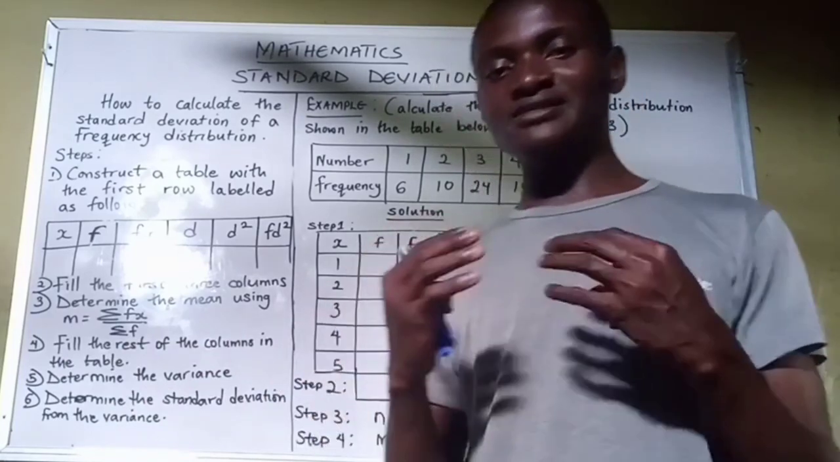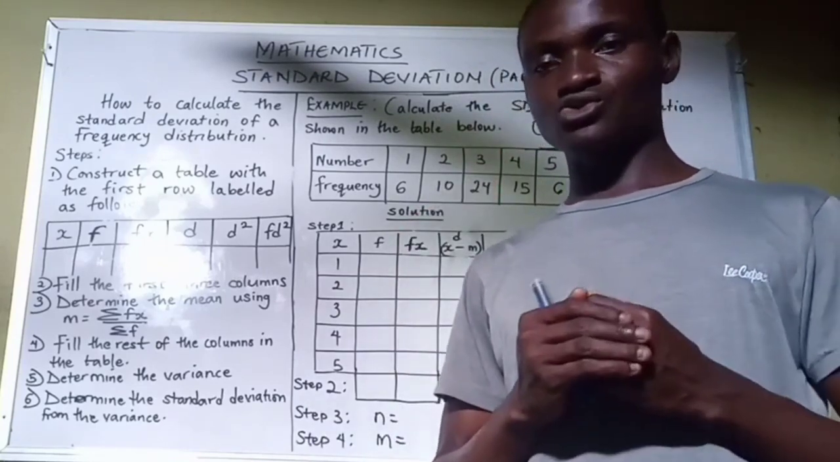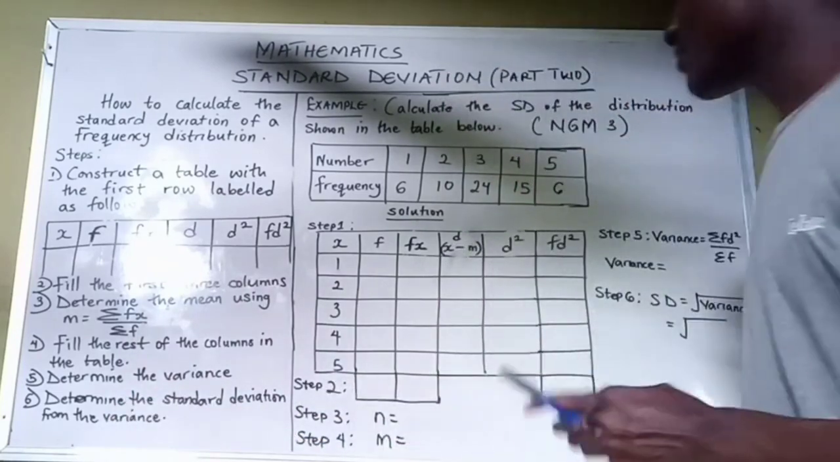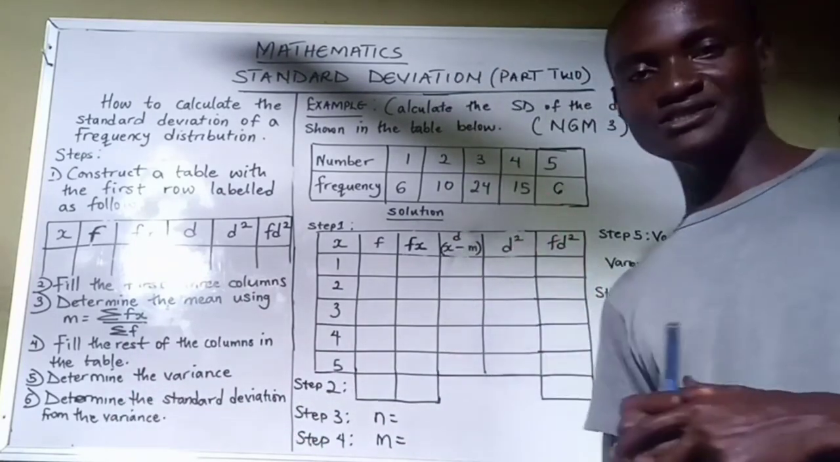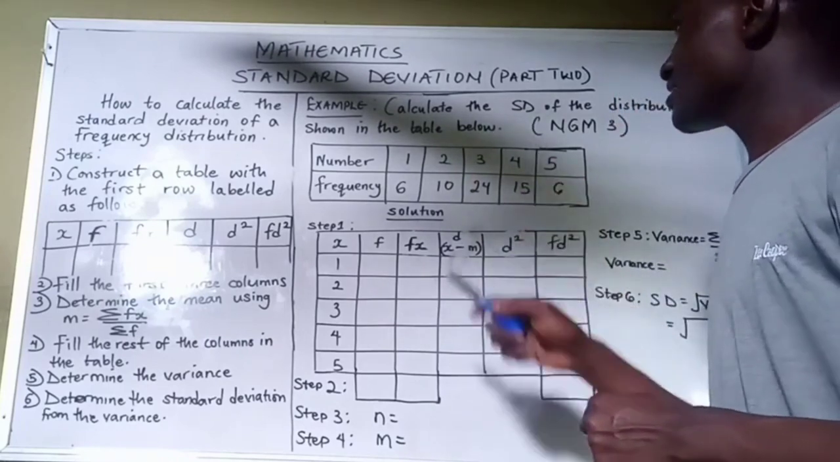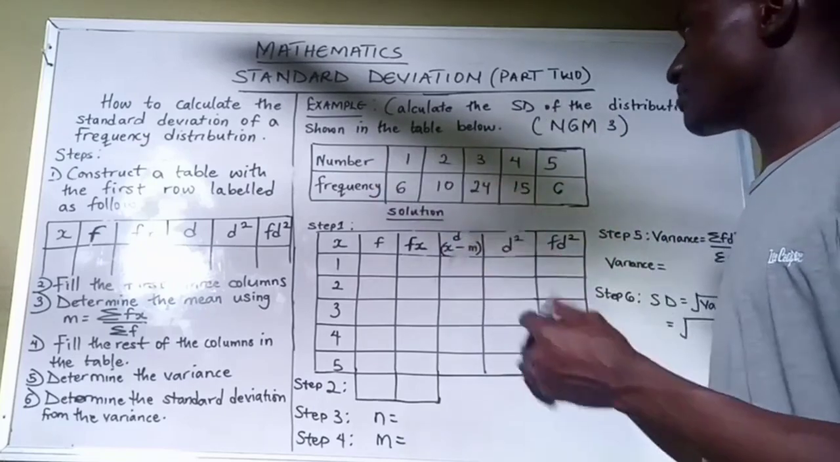Now, to make this look real to you, we are going to take an example to explain all the things that we have mentioned here. This is a question from NGM, New General Mathematics, and the question says, calculate the standard deviation of the distribution shown in the table below.